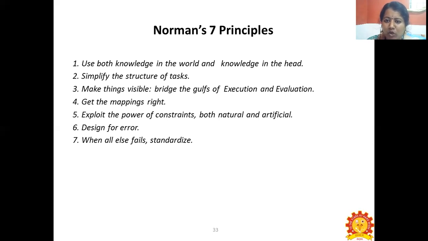First, we use both knowledge in the world and knowledge in the head. Next, simplify the structure of the task. Third, we make things visible, which bridges the gulf of execution and evaluation. Fourth, get the mapping right. Fifth, exploit the power of constraints, both natural and artificial. Sixth, design for errors. The seventh, when all else fails, standardize.